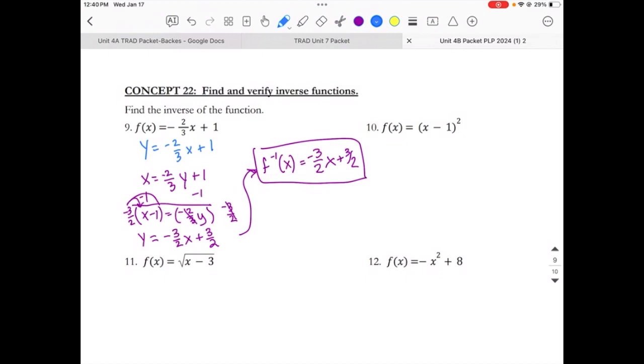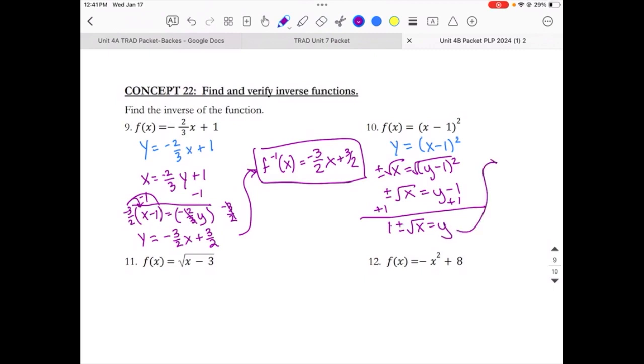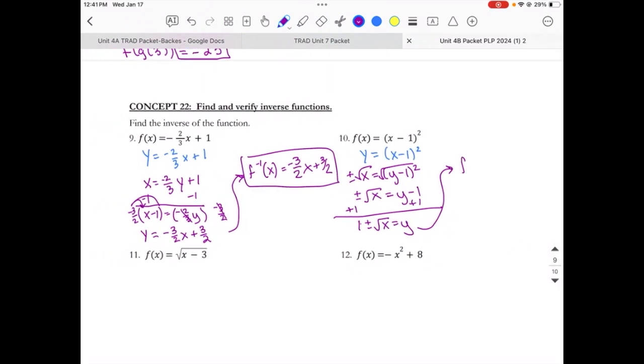Number 10, same thing. We're going to switch our f of x to y. Switch the x and y. And now we're going to solve for y, which means we're going to square root both sides of the equation. Get plus or minus square root of x equals y minus 1. Move our 1 over. We get 1 plus or minus the square root of x equals y. And tell everybody that what you just found was the inverse. So f inverse of x equals 1 plus or minus the square root of x.